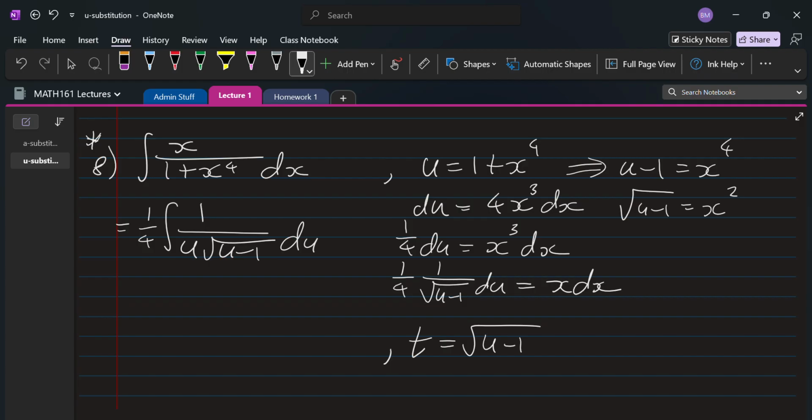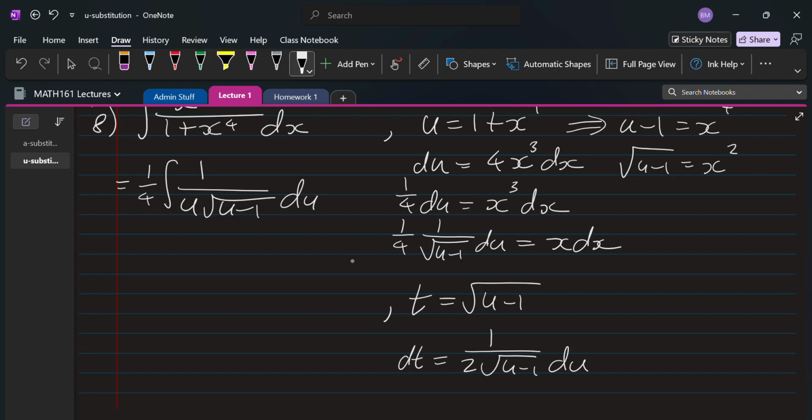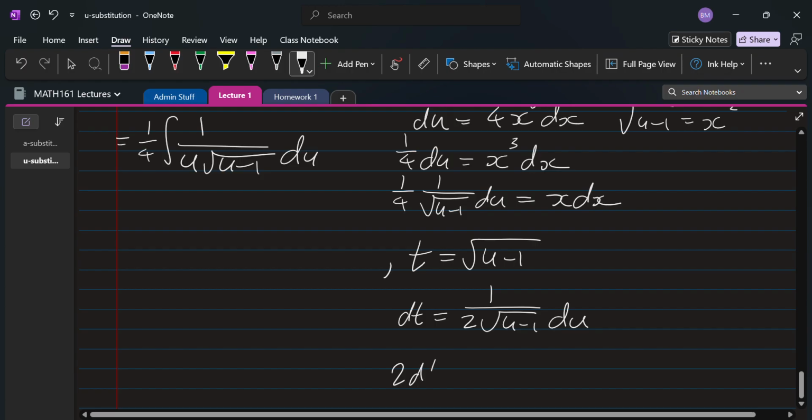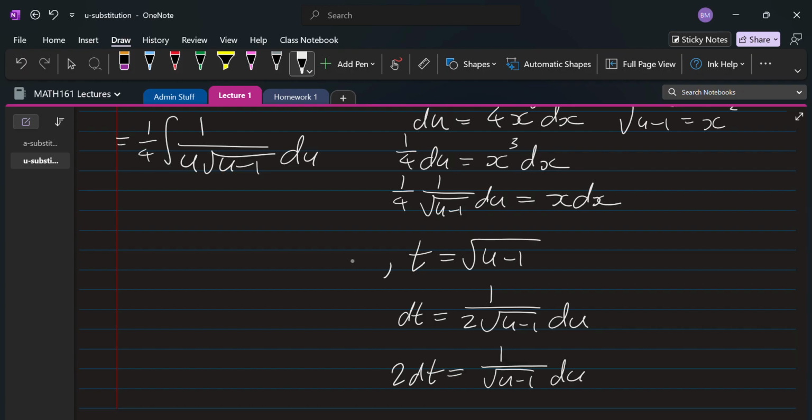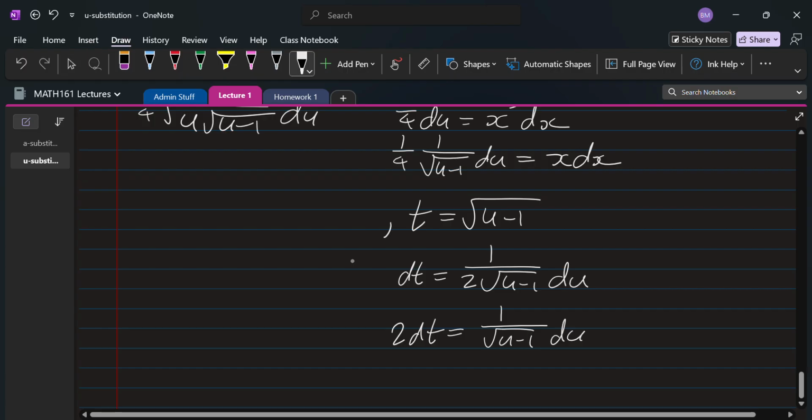I'll do the dt part and then you can put it all together for homework. So dt is going to be 1 over 2 root u minus 1 du. Can take the 2 over to the other side. So 2 dt is 1 over root u minus 1 du. And that takes care of that bit. You can do the rest for homework.